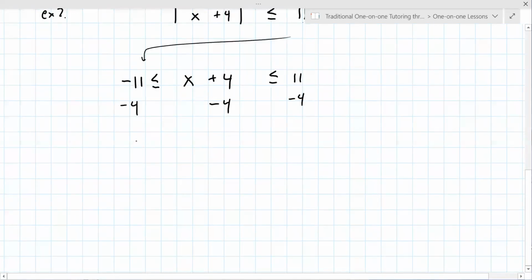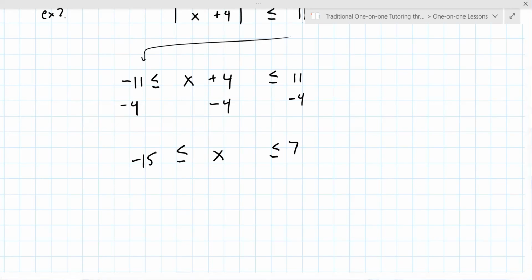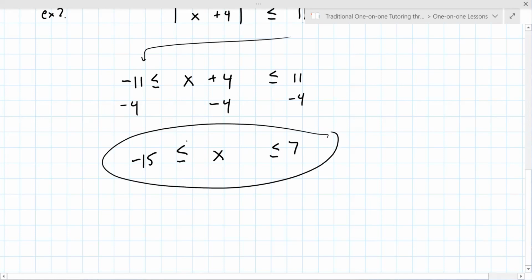Does that make sense? And then you have to get these numbers. So 11 minus 4 is 7. x comes down in the middle, and then -11 minus 4 is -15. So the answer is always a number less than or equal to a variable less than or equal to a number. Is that okay?